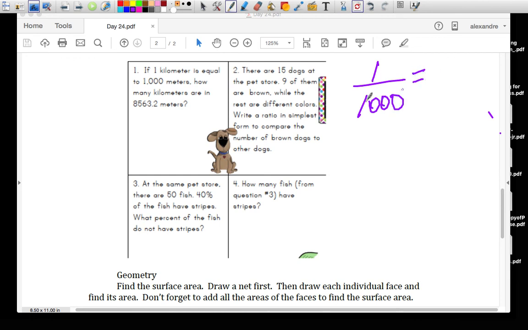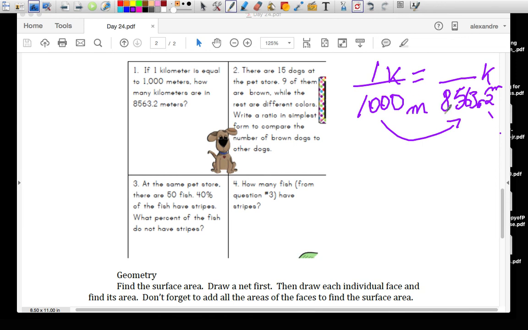And how many kilometers are then here would be, this is kilometers by the way, meters, so here would be kilometers and meters. 8,563.2. So what would be the relationship? It would be times 8.5632. So there is a relationship here.